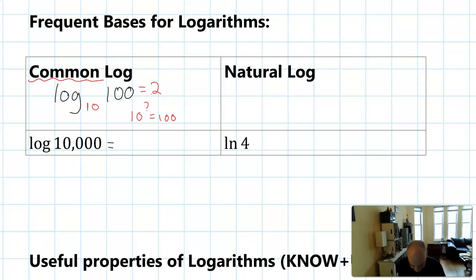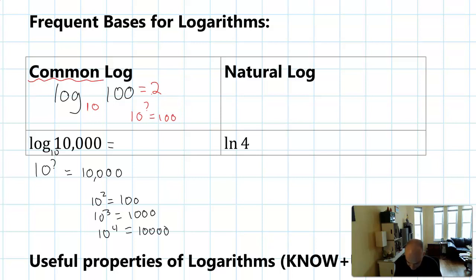And just to check that in, this is a base of 10, so this is saying 10 to the what equals 10,000? Well, you can kind of count the zeros. Since 10 squared is 100, 10 to the third is 1,000, 10 to the fourth is 10,000. So log base 10 of 10,000 should be 4. And there are 4 zeros there.